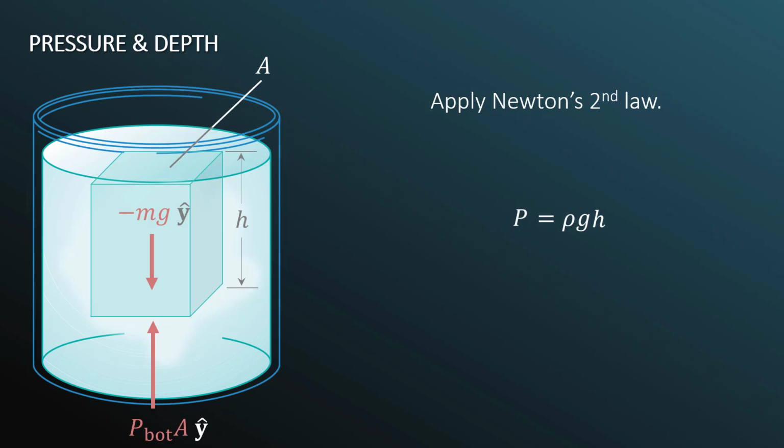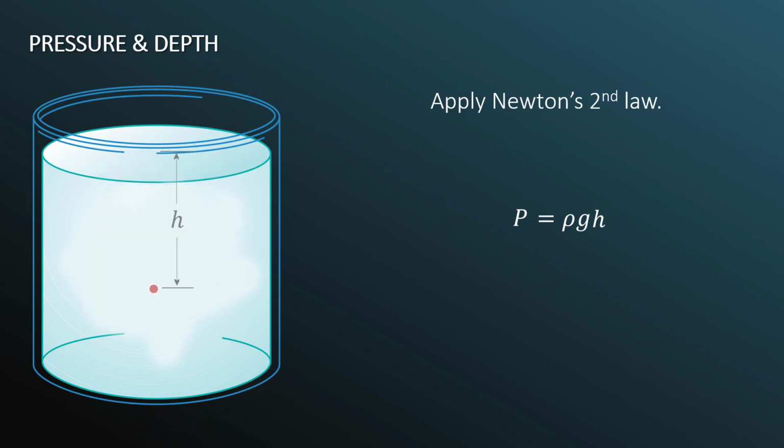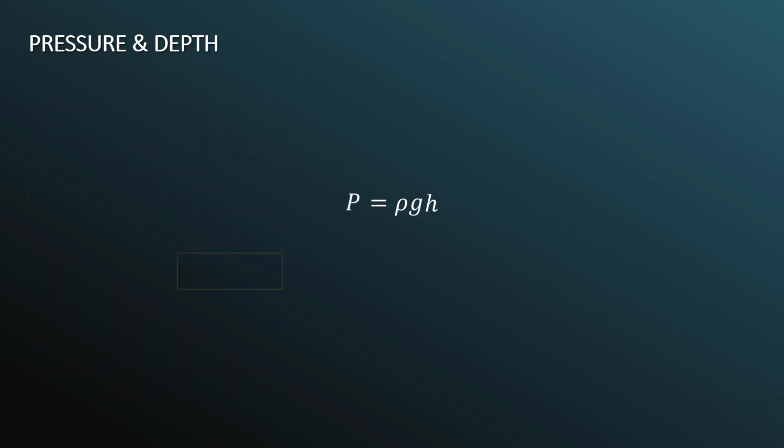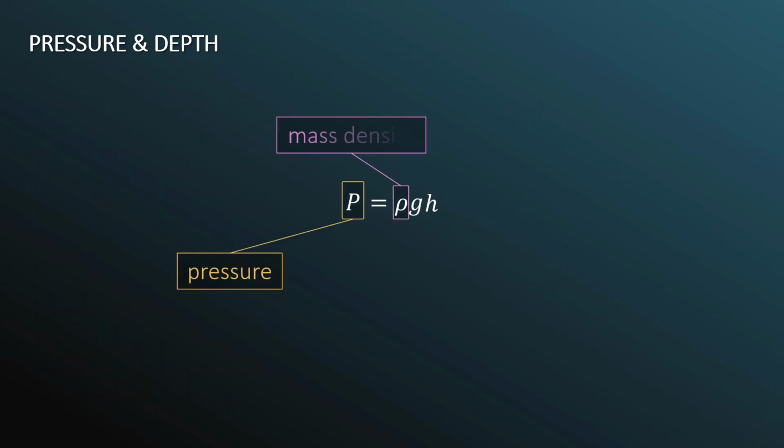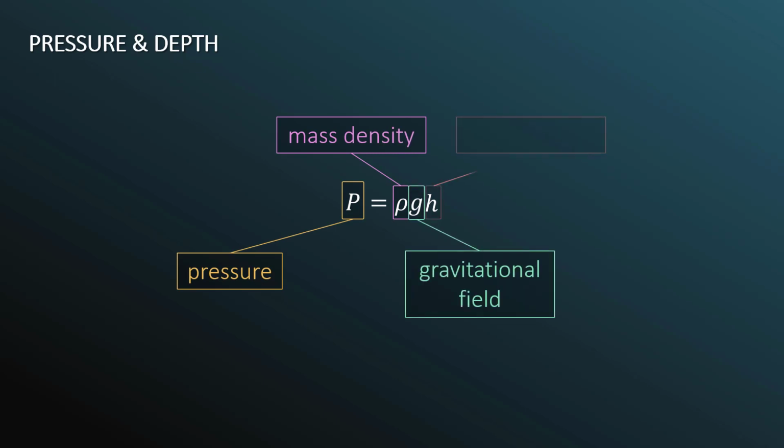Why? Because this is the pressure at any point at some depth h relative to the surface of the fluid, assuming the fluid density remains constant. So the pressure determined in this equation is the pressure at any point in the fluid as measured relative to the top or the surface of that fluid. This is our pressure. This rho is our mass density, this g is still our gravitational field, and this h is our depth relative to the surface of the fluid.